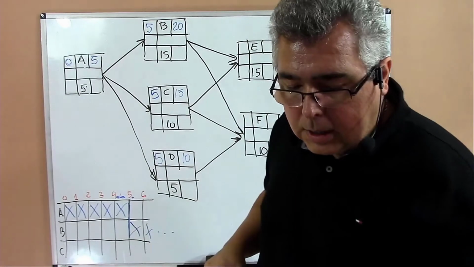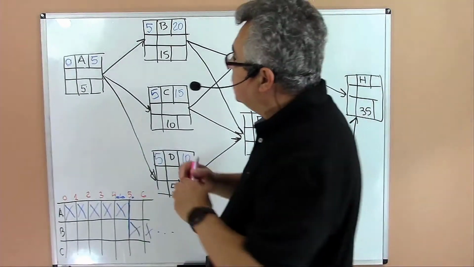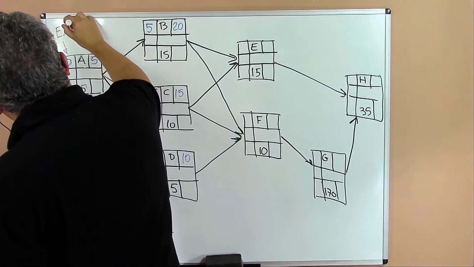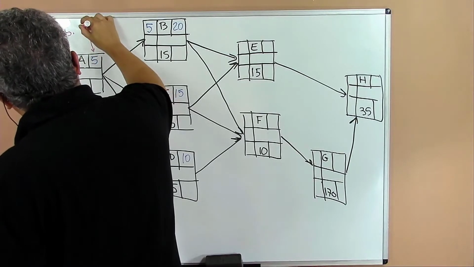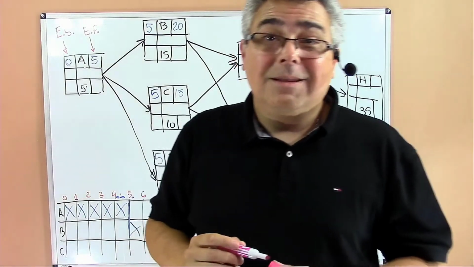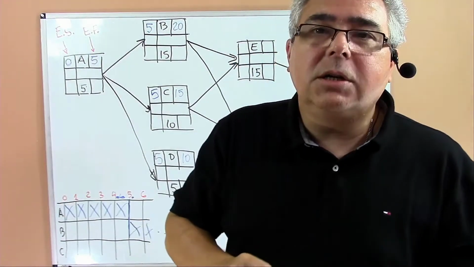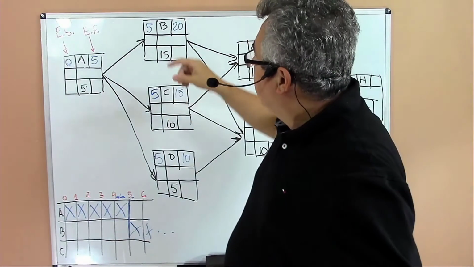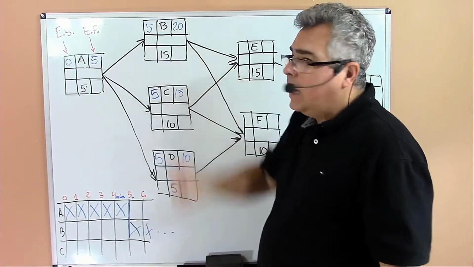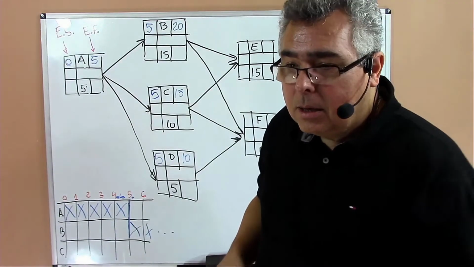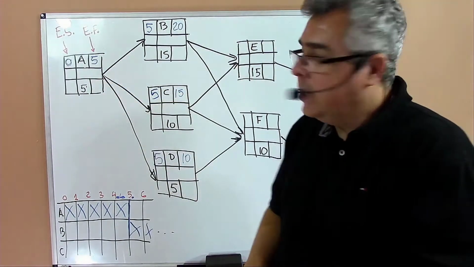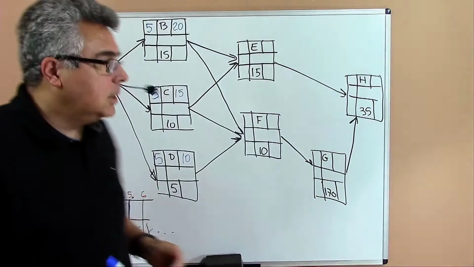So what I'm looking for now is to understand for each task what we call early start and early finish. It is the earliest time that I can start the activity. Like, say, activity B: the earliest time that I can start B is on day 5. Why? Because I have to wait for the execution of activity A. Okay? Let's move forward.